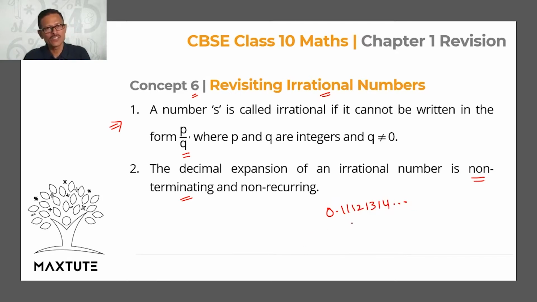And look at the pattern. It's not repeating. It's not 1111. It's not 121212. It's 11121314. This is an irrational number. This is how the decimal expansion of an irrational number is going to appear. Let's get started with the questions that test both these ideas.